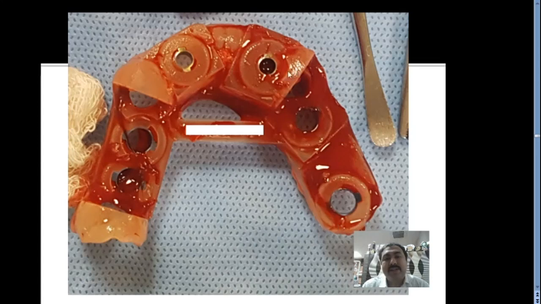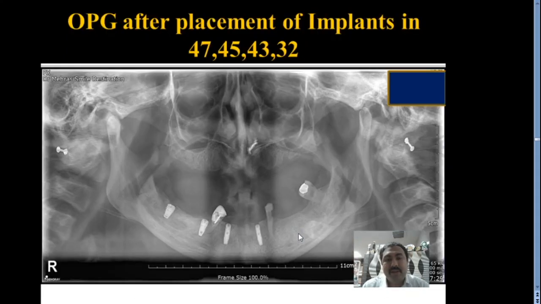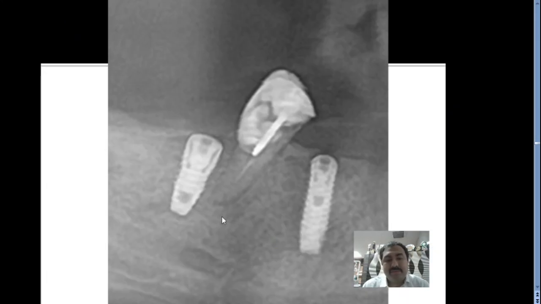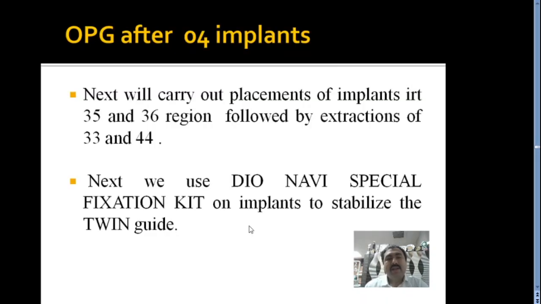The balance 2 immediate implants will be placed using twin guide. So this is our guide 1. Just have a look. After 4 implants, we took an OPG. So these are the implants of 4 7 in the region of 4 5, 4 3 and 3 2. Yes, we will be placing the implants here. Just a close-up view of the region of 4 5 and 4 3. This is one region of the immediate implant that we plan. So we did this OPG after 4 implants. Next, we will carry out placement of implants in region of 3 5 and 3 6.